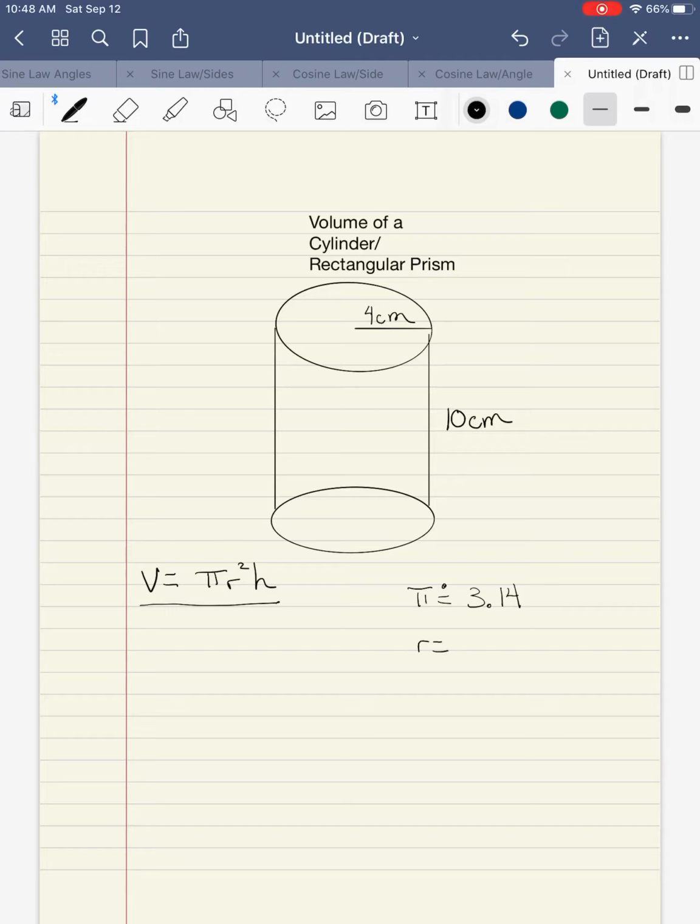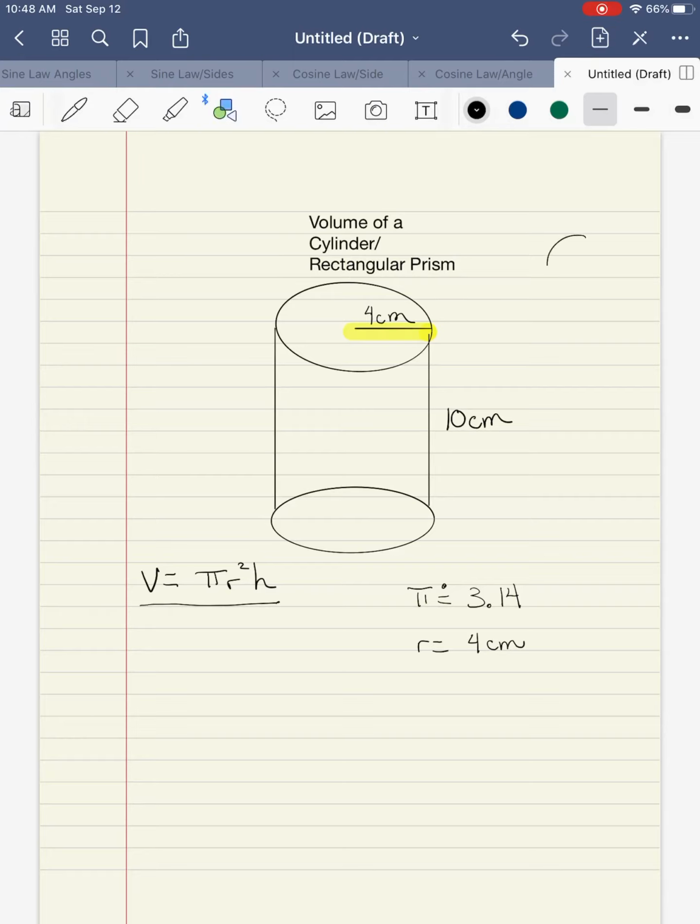Radius you are going to get from the circle part. Now you can see here I'm going to use a highlighter. If the line goes halfway through the circle, that is the radius, so I can confidently say the radius is 4 centimeters.